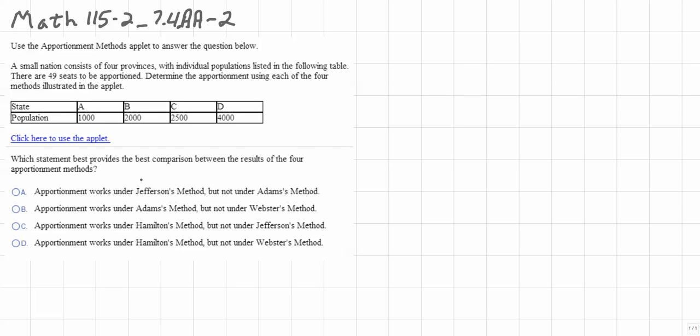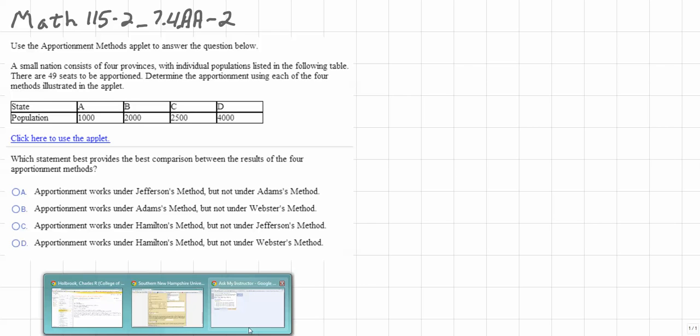A, apportionment works under Jefferson's method but not under Adams' method. B, apportionment works under Adams' method but not under Webster's method. C, apportionment works under Hamilton's method but not under Jefferson's method. And D, apportionment works under Hamilton's method but not under Webster's method. So in order to do this, we need to go ahead and use the applet that is given to us.